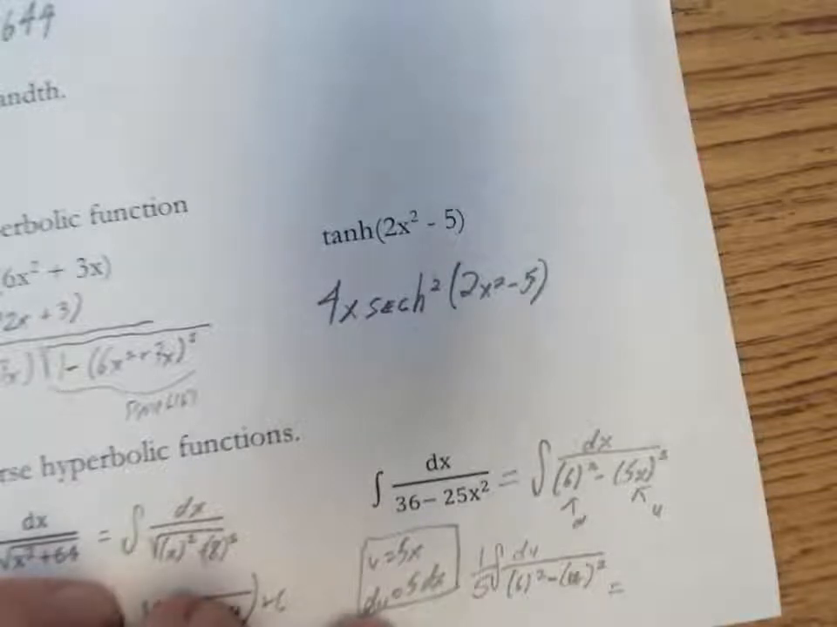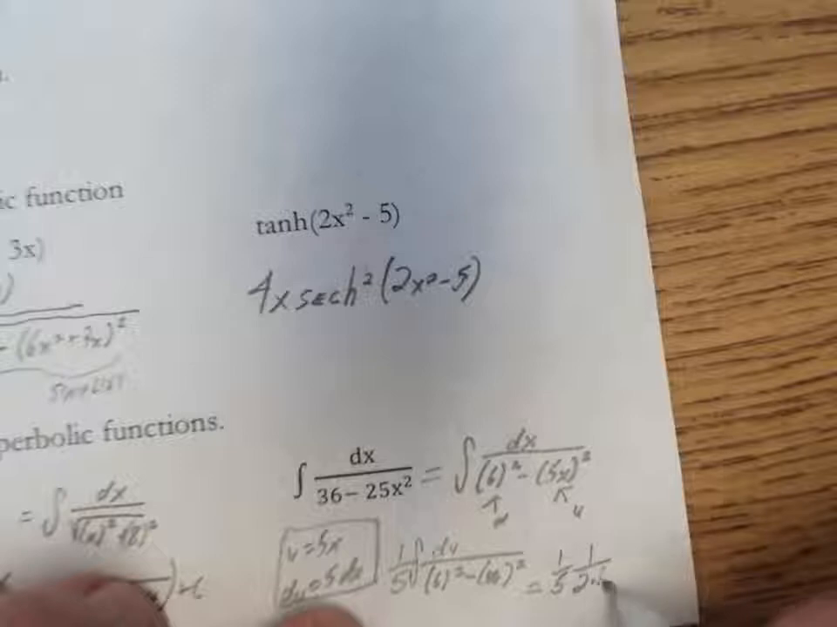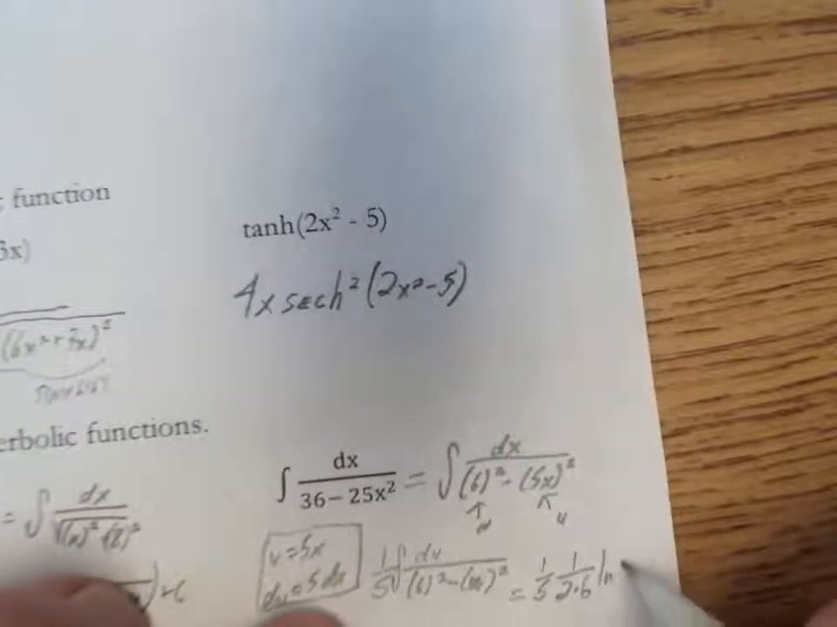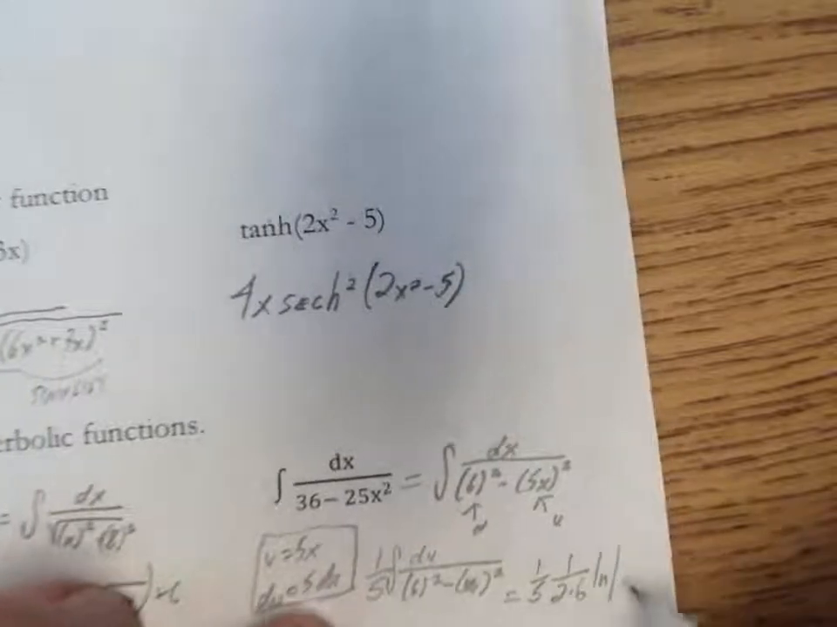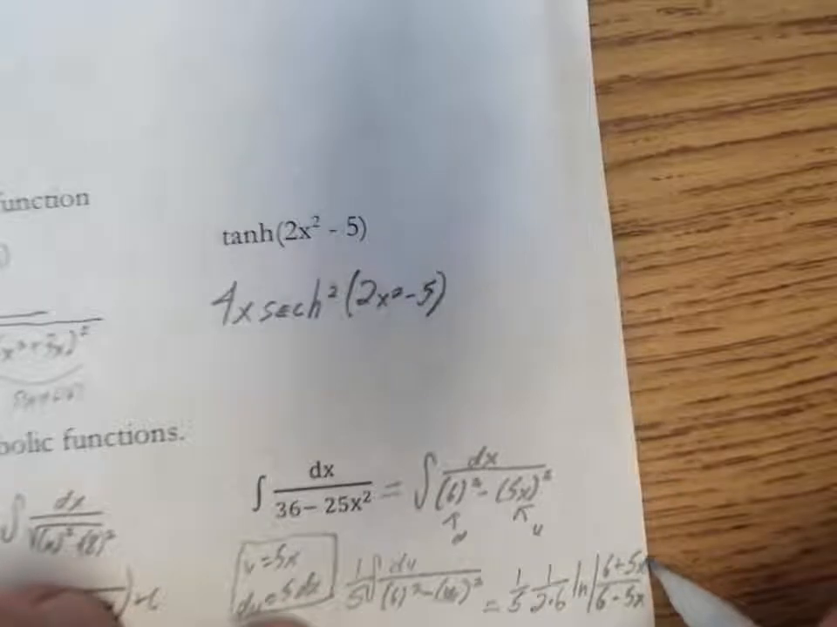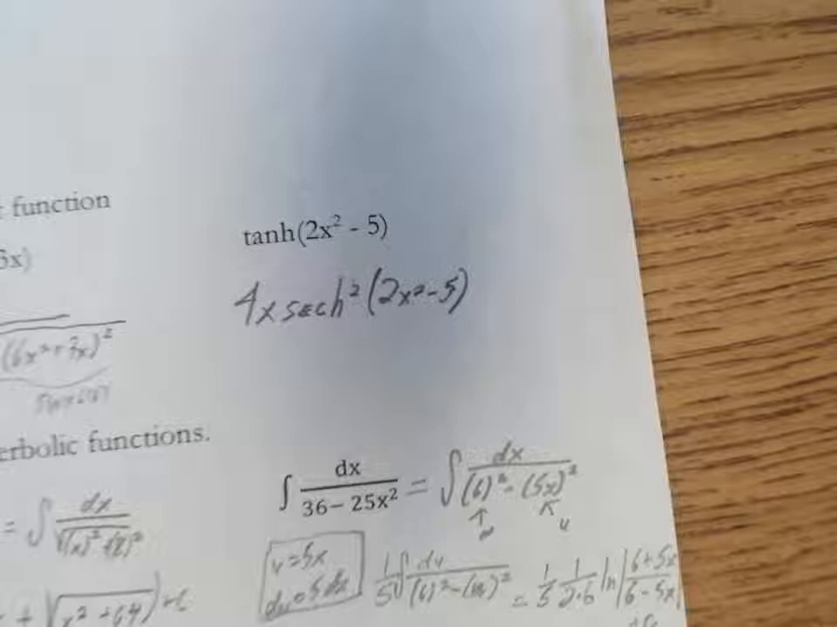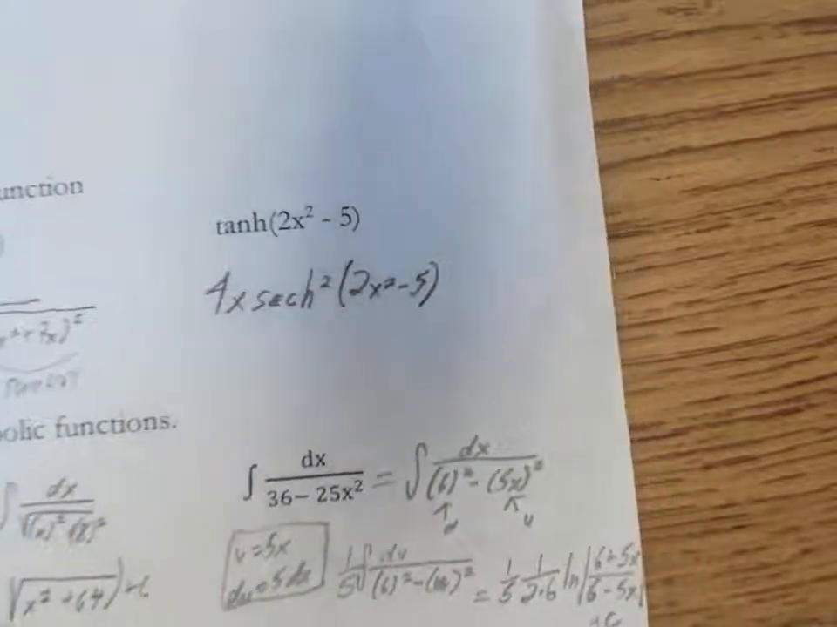So what I'm going to be looking at is this: it'll be 1/5 times 1 over 2 times a, which is 6. And then that'll be the natural log of the absolute value of 6 plus u, which is 5x, over 6 minus u, which is 5x as well, plus c. And I can combine these on the front. That would give me 1 over 60. So that is how I want to integrate and derive with hyperbolic and inverse functions.